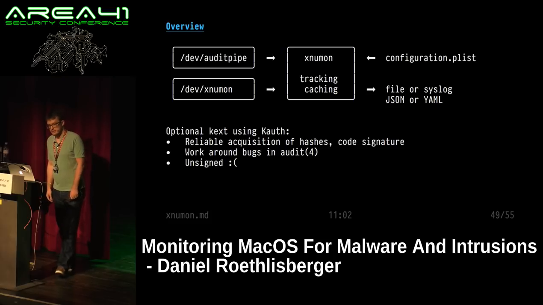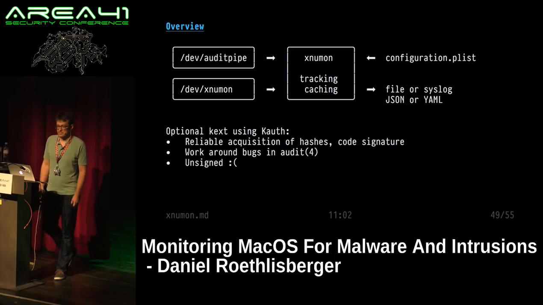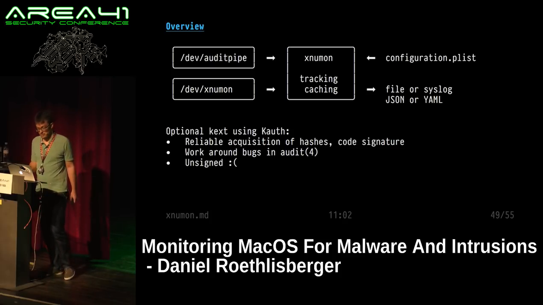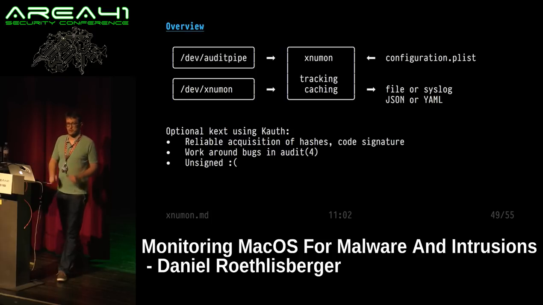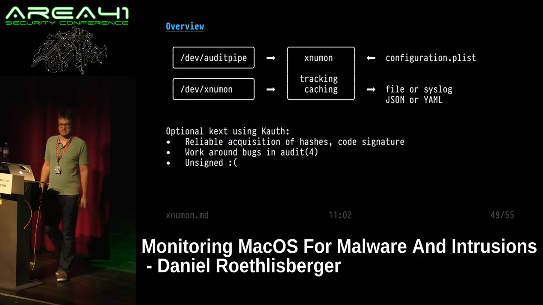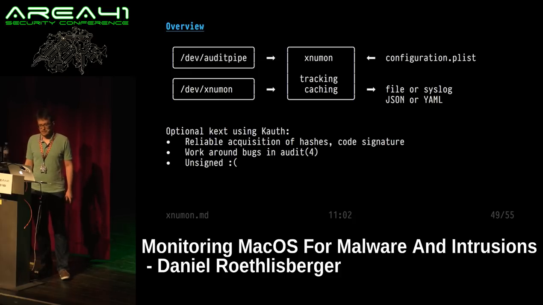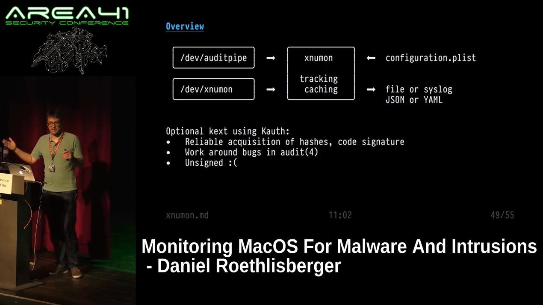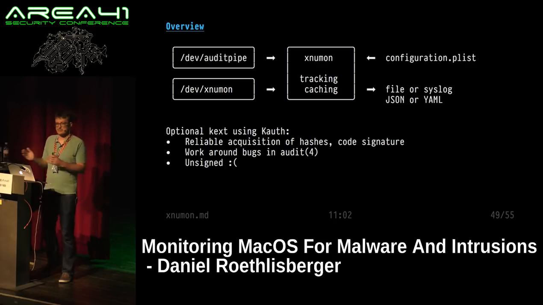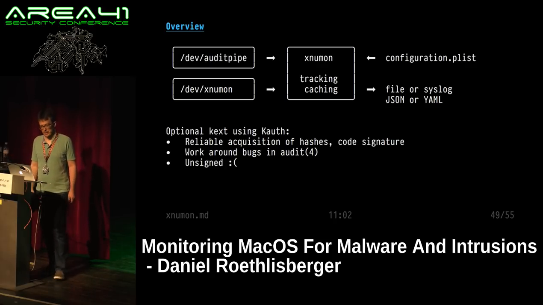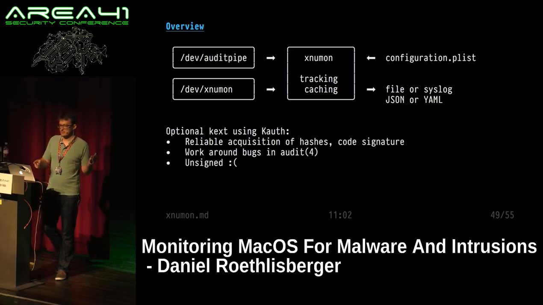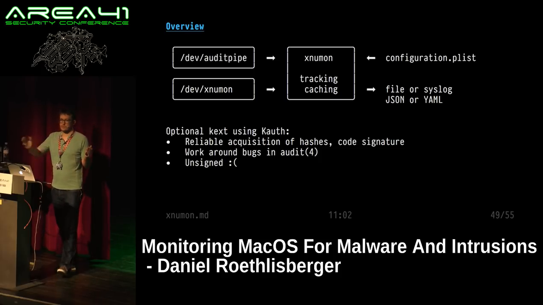This is the overview, how I did it. I mainly use dev audit pipe, because that's the best userspace API, most reliable that I could find. And there's an optional kernel extension. It works without the kernel extension, in which case the acquisition of hashes and code signatures just happens at a later point in time, so we could be too late. But under normal circumstances, you would still be able to acquire all the information. But with the kernel extension, it blocks the process from executing until the user space utility had time to acquire all the information.